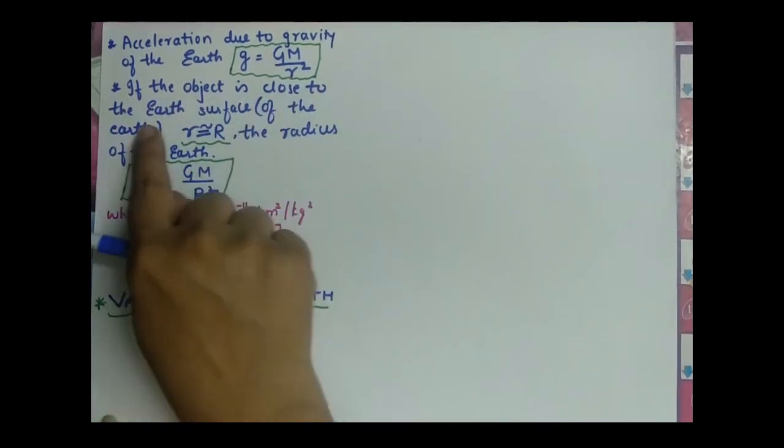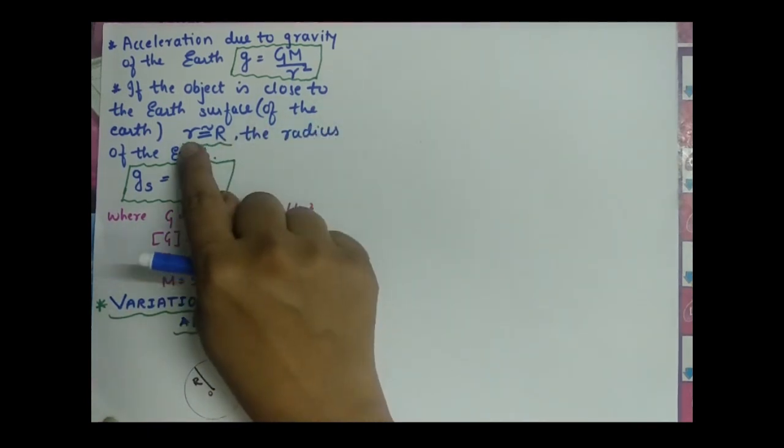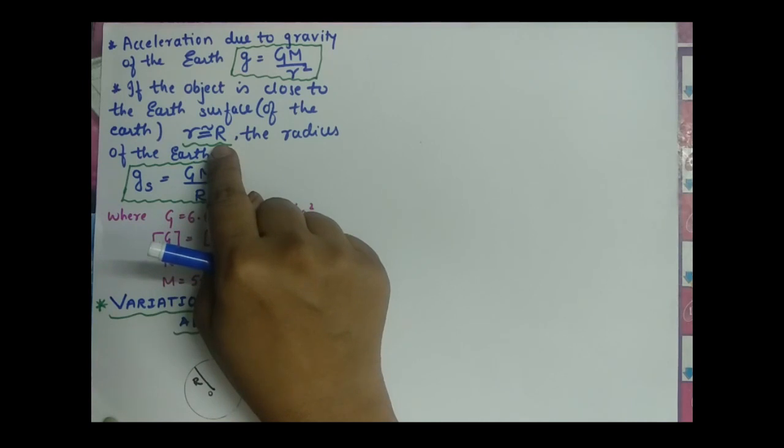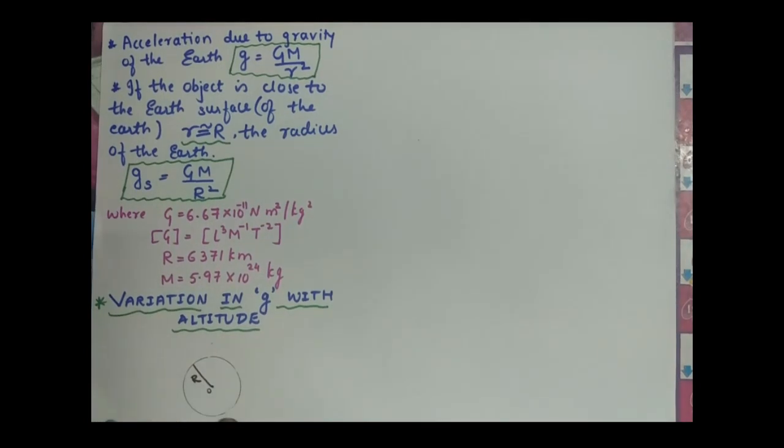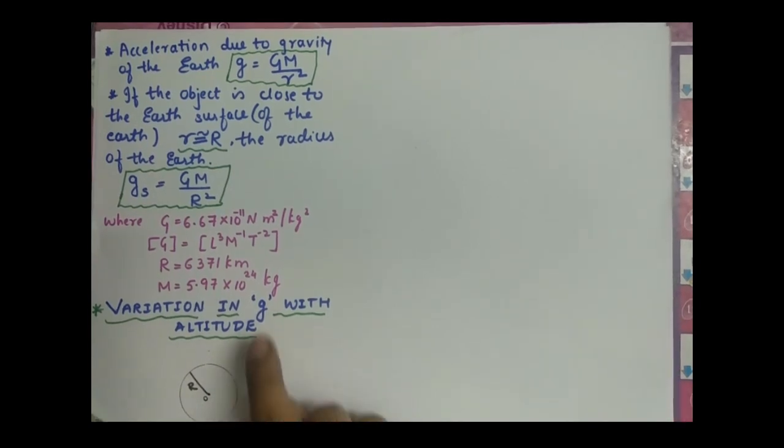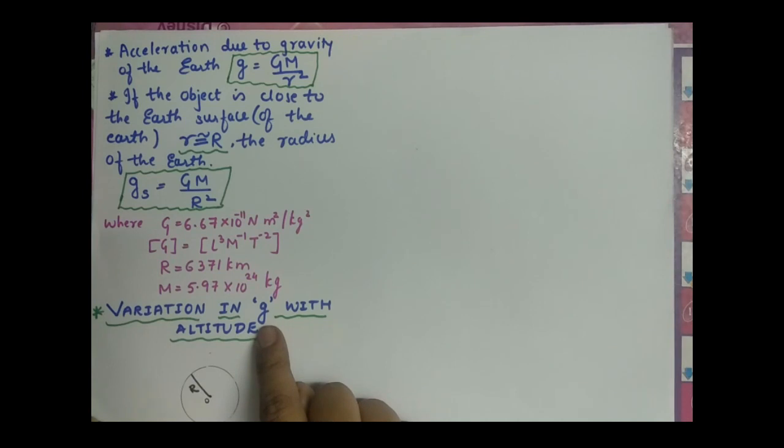If the object is close to the earth's surface, then r will become nearly equal to capital R, that is the radius of the earth. For example, consider this figure, think that this is the earth of radius R. You can see the variation in the value of small g, that is acceleration due to gravity, when you move far from the earth's surface, whether you are moving above the earth's surface or below the earth's surface. The value of g varies.